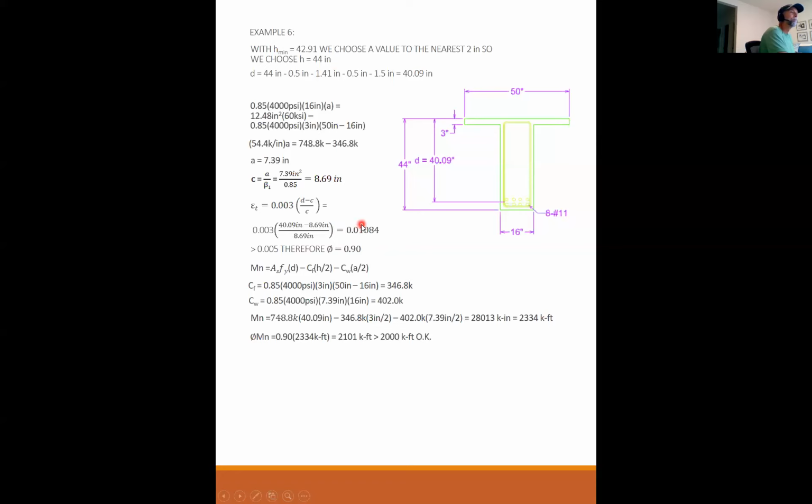It's by far large enough to satisfy the code requirement of 0.005. So it was really just a matter of, am I happy with my final solution? And I think I am.